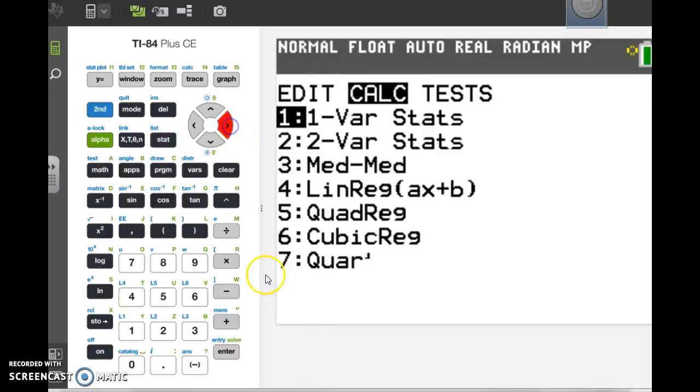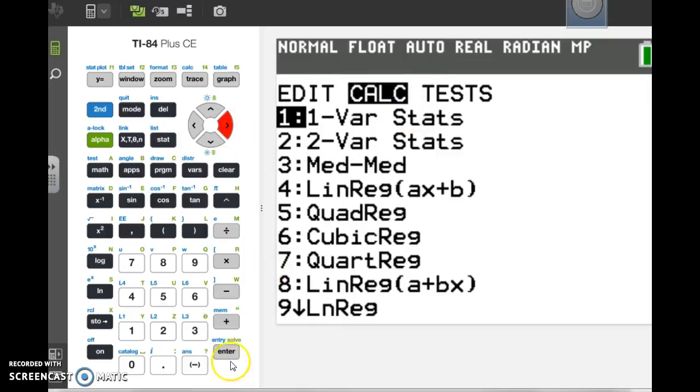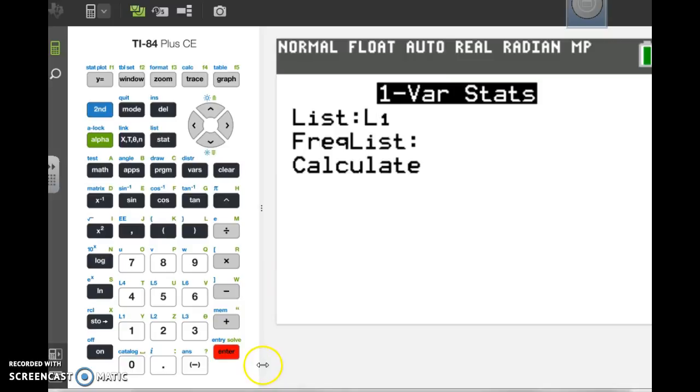I'm still going to go to Calculate and var stats. All right, but remember that this is going to be a frequency list in L2. L1 is the list of the numbers. L2 is how often they happen. So I have to go down to frequency list, and I have to put L2 there. L2 you find by pressing the blue second key and the number 2 key, and then go down to Calculate. So I have L1, and in L2 I have how many of each one I have. That way you don't have to type in every single number that many times.